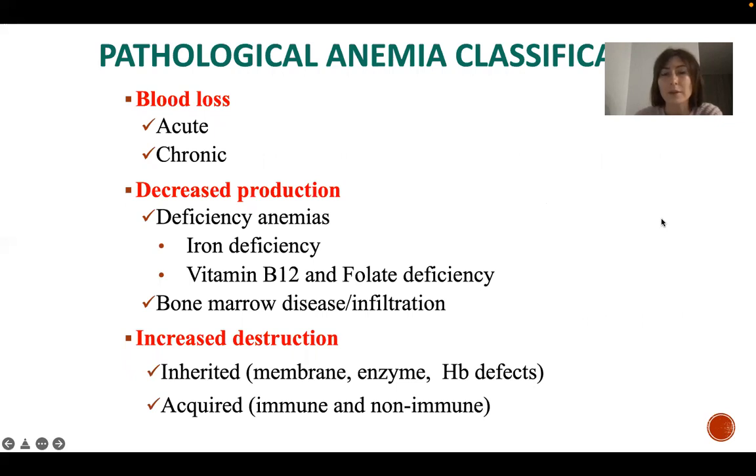Pathological anemia classification: blood loss, acute and chronic; decreased production, deficiency anemias, iron deficiency, vitamin B12 and folate deficiency, bone marrow disease; increased destruction, inherited, acquired.